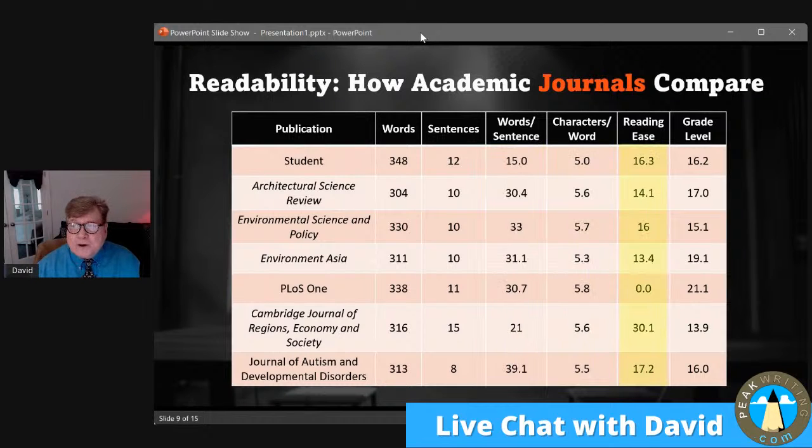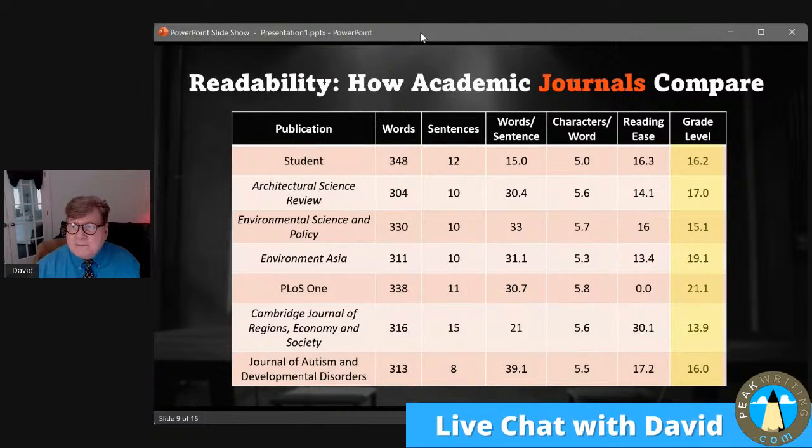Notice that the reading ease, and let's remember what reading ease is, the Flesch reading ease. The reading ease is the same on all of them, except the PLOS1, which was off the scale. I probably need to run that again, but for some reason the PLOS1 was beyond 30. It was off the scale.